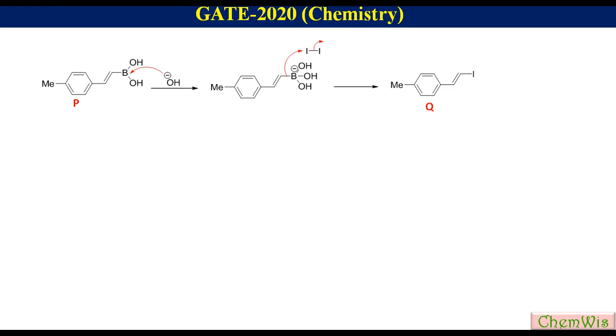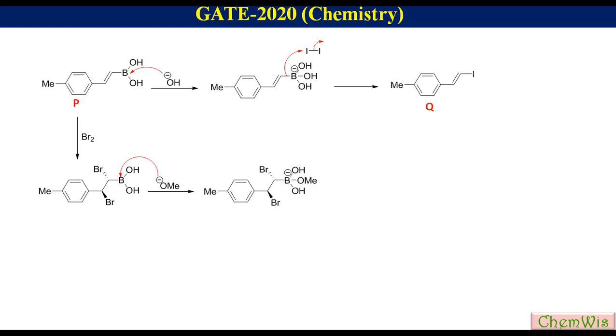Bromine undergoes anti-addition to P to produce this dibromo compound. Addition of sodium methoxide ion gives methoxy dihydroxyborate.